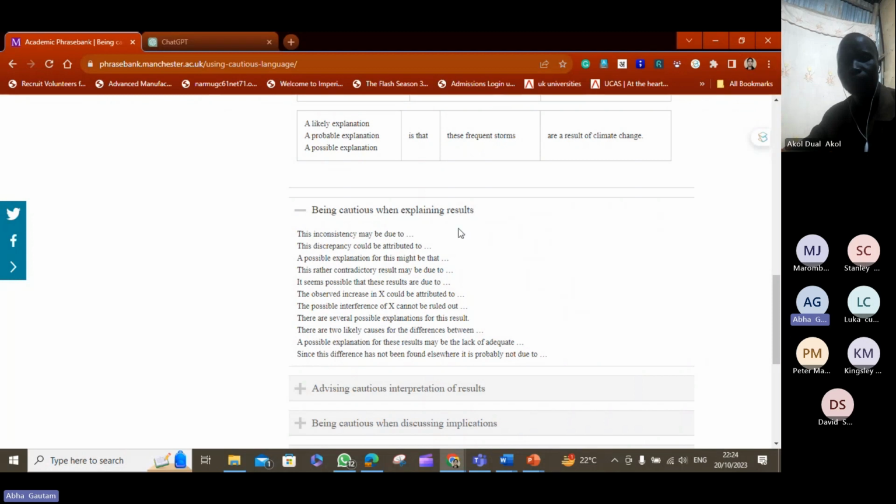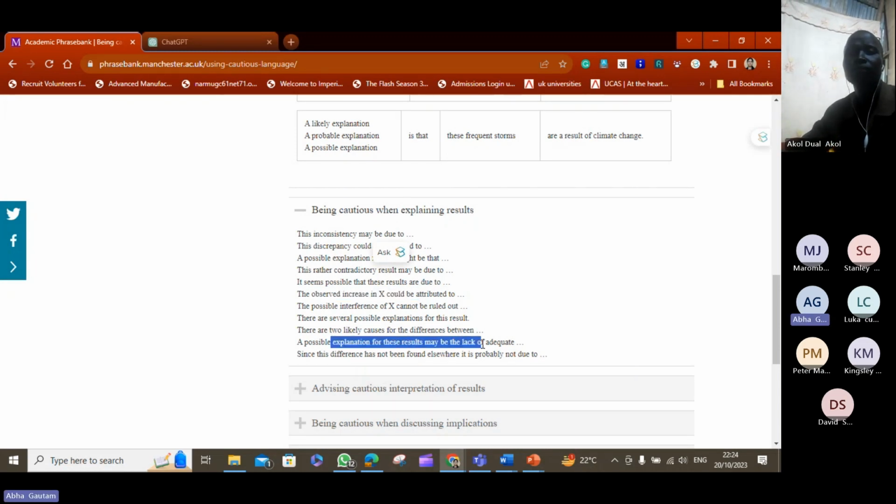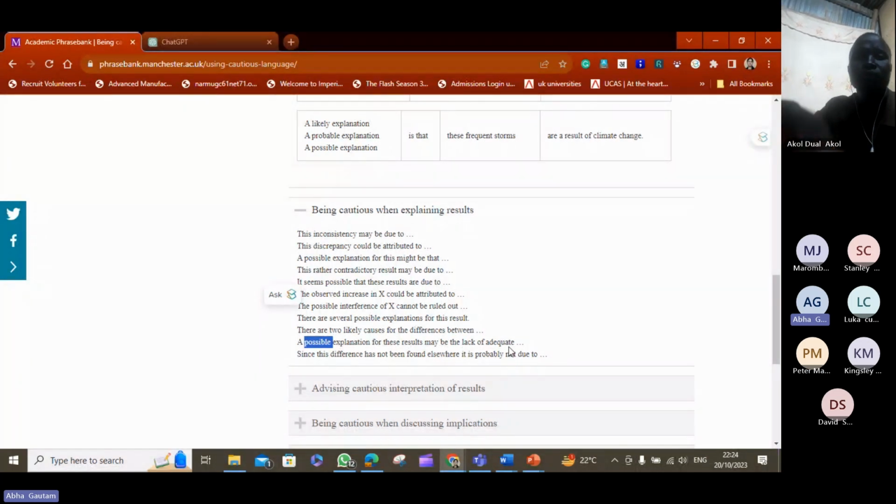Let's say you want to explain the results. There you want to be cautious. How can you do it? This inconsistency may be due to, or the observed increase in a particular thing could be attributed to, could be. A possible explanation, see, possible, not certain. A possible explanation may be the lack of adequate data, maybe.